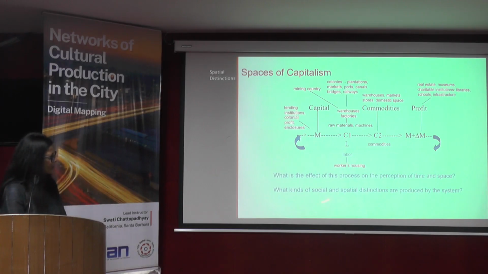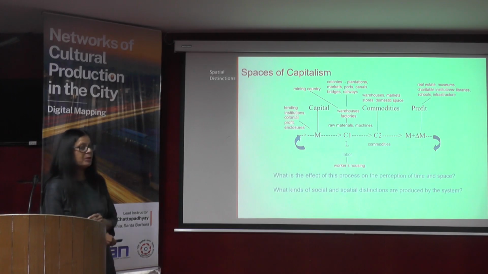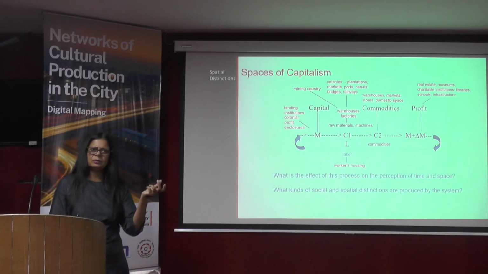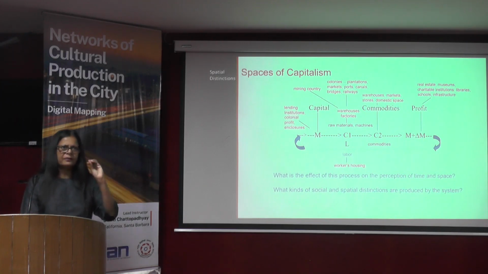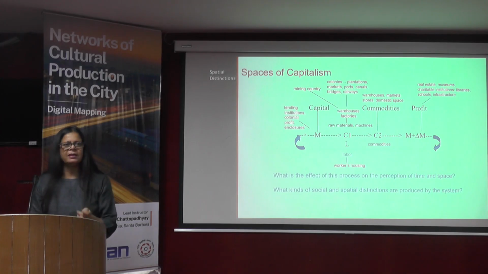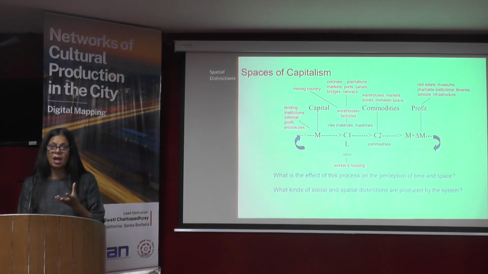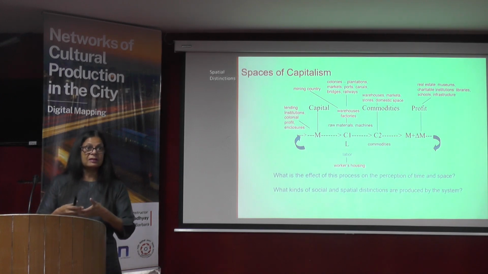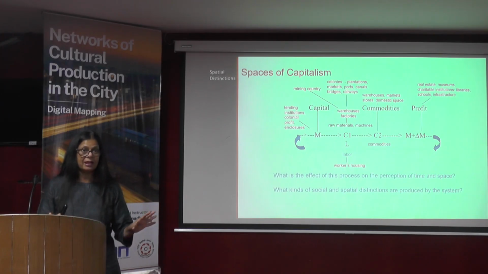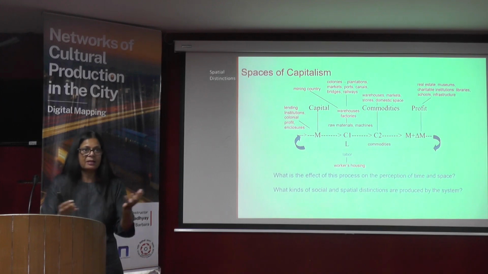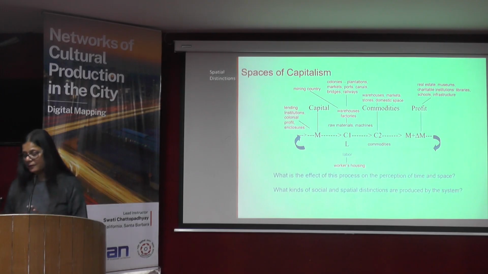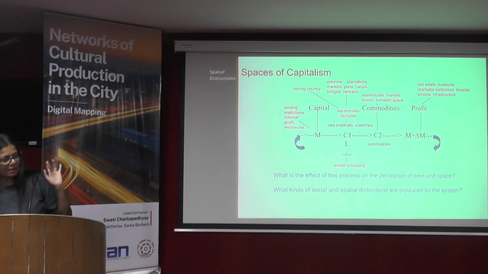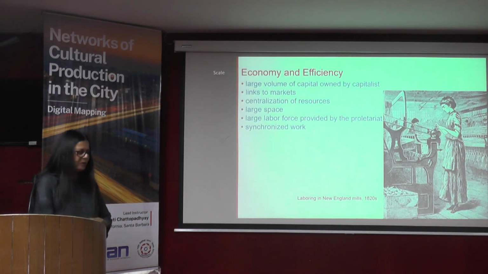So the other question is, what kinds of social and spatial distinctions are produced by the system? I'm going to talk a little about workers' housing when we talk about Manchester, but I do want you to think very carefully, very intentionally, about what kind of socio-spatial distinctions arise because of the system. And the system is, mind you, structurally constant. Historically it is different, okay? But capitalism must have some structural constants to be called capitalism, otherwise it's not capitalism. But historically it takes very different forms in different locations. So keep those in mind as I show you the images.